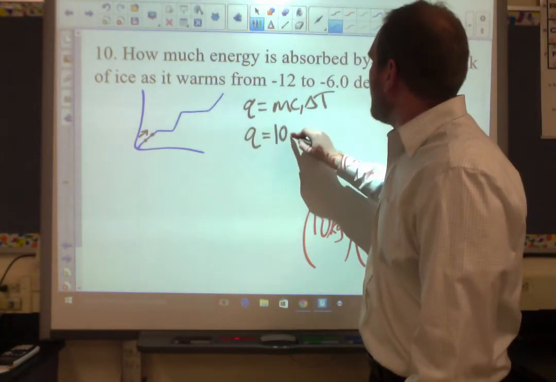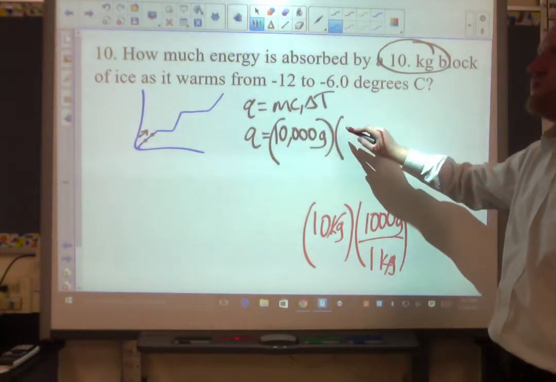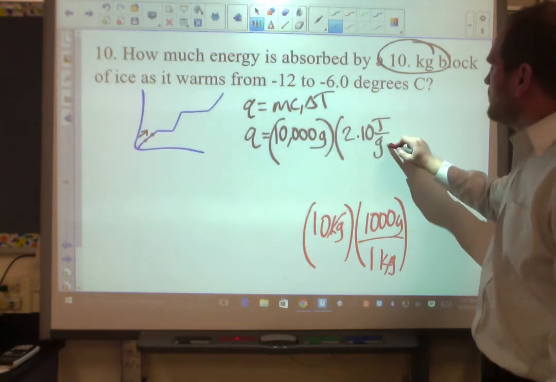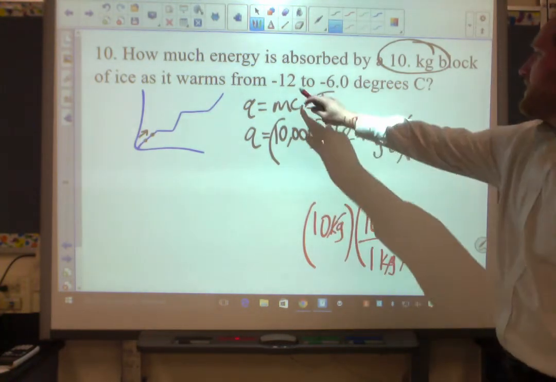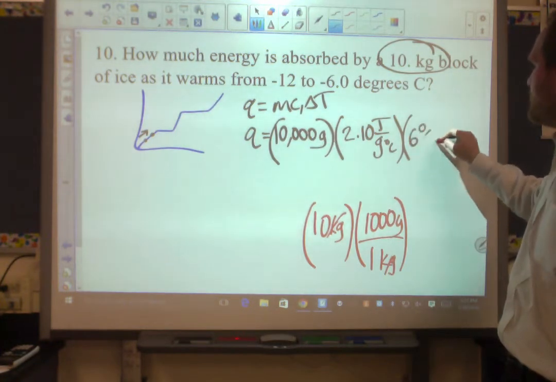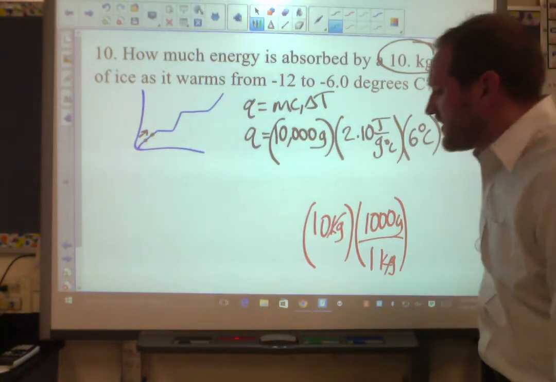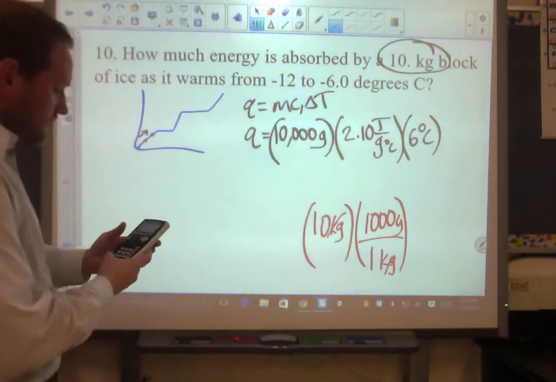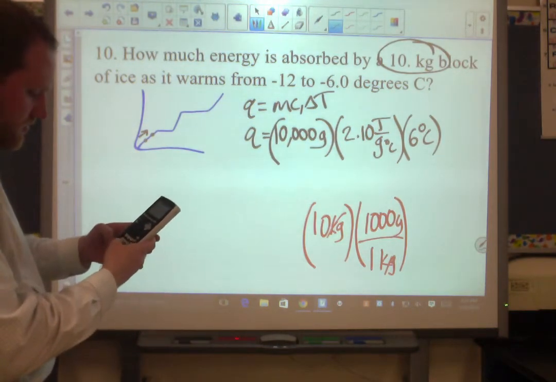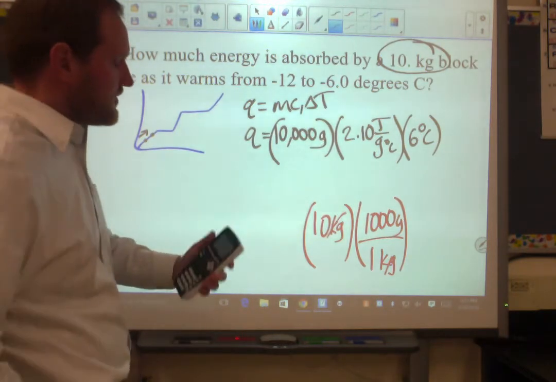So Q equals 10,000 grams times C, which I use 2.10. Your teacher might use something slightly different. And your delta T, 12 to 6.0, let's go with 6 degrees Celsius. It would be positive either way because you're heating it up. All right, let's see what we get. 10,000 times 2.10 times 6 equals 126,000.